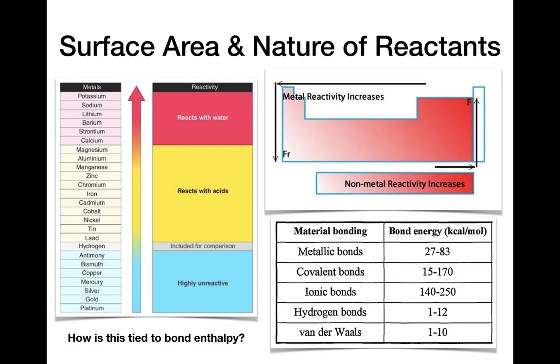The kind of bond makes a difference here. If I have an ionic bond, that's the biggest, strongest bond, it takes more energy to break that bond than a covalent bond or a metallic bond. Hydrogen bonds are very weak. So how is this connected to bond enthalpy? Well, the more energy there is in a bond, the harder it's going to be to break it, so the slower the reaction rate is going to be based on the nature of those particular reactants. So we can, of course, increase reaction rate with temperature, concentration, surface area.